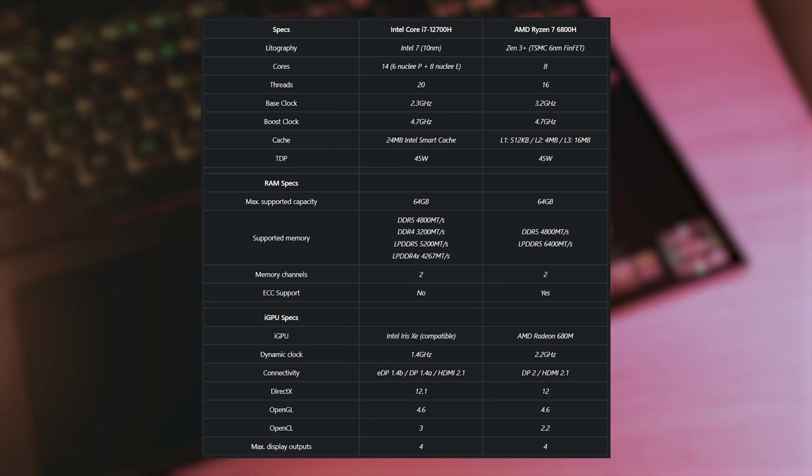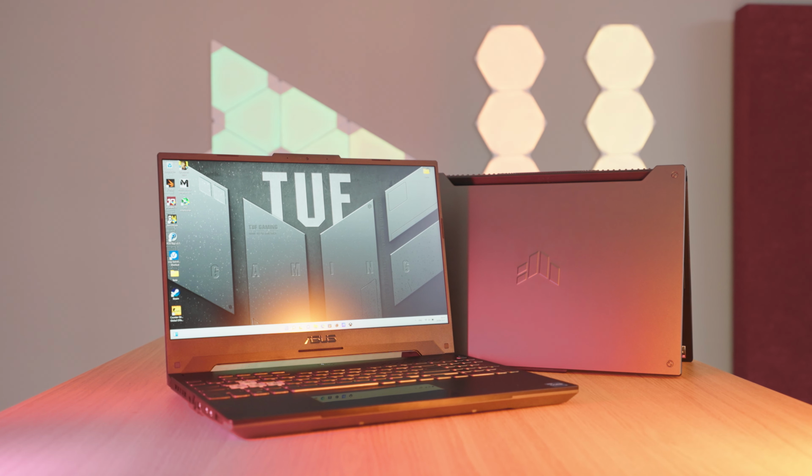And you'll see for yourself later on, in the actual tests, that even if Intel seems to have the upper hand here, the gap is nowhere near what you'd expect from a CPU with 6 cores and 4 threads extra. When it comes to cache memory, Intel uses 24 megabytes of smart cache memory. AMD went for a classic 3-level memory setup for a total of 20 megabytes.